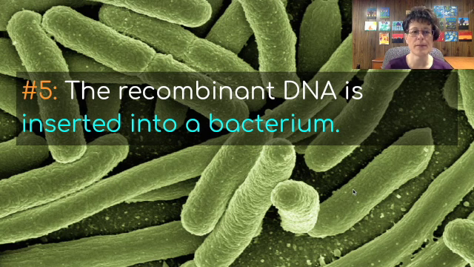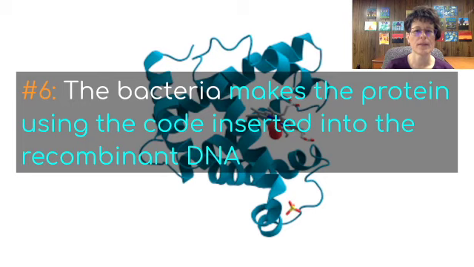Step 5 is the recombinant DNA is inserted into a bacterium like E. coli. The reason we like to use E. coli for manufacturing something like insulin is because the E. coli will reproduce about every 20 minutes. So we can produce a very large number of bacteria that are producing a lot of insulin for us that we then purify. And then 6, the bacteria makes the protein using the code inserted into the recombinant DNA.